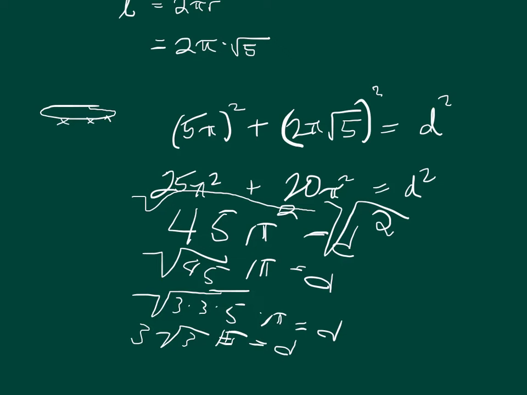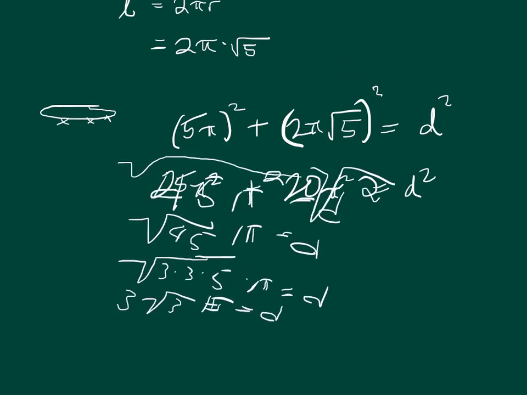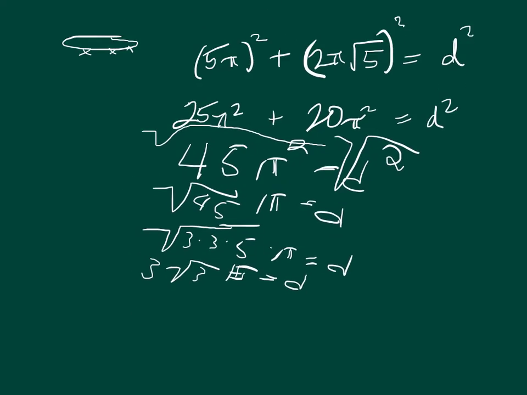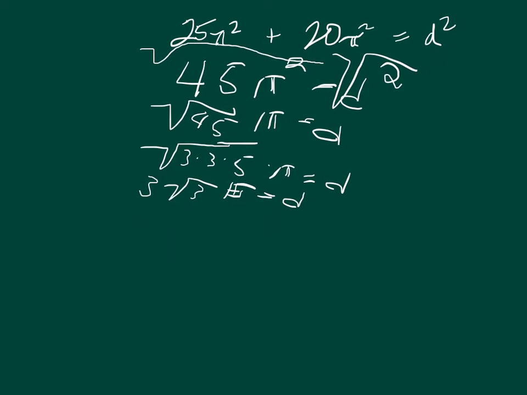That was 3 root 3? You meant to write 3 root 5. Oh, that was bad. Okay, I'm going to write it better, right here. 3 root 5 pi equals d.